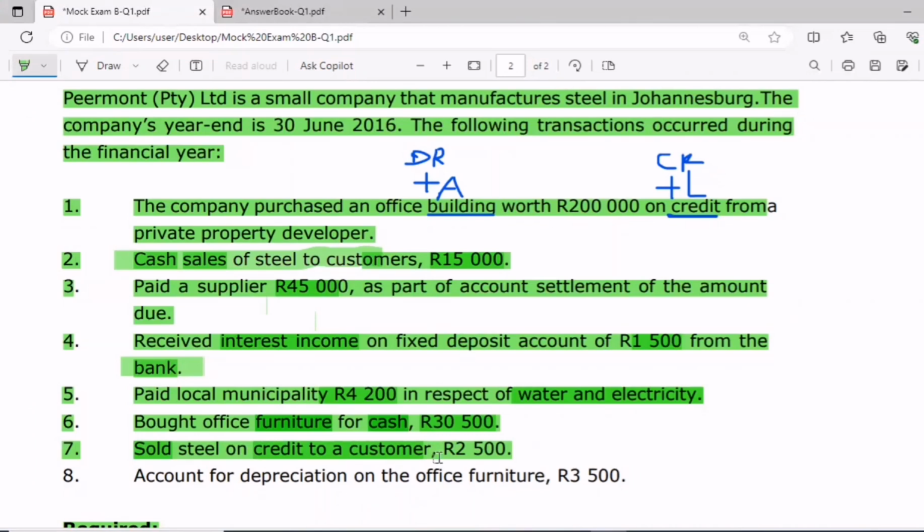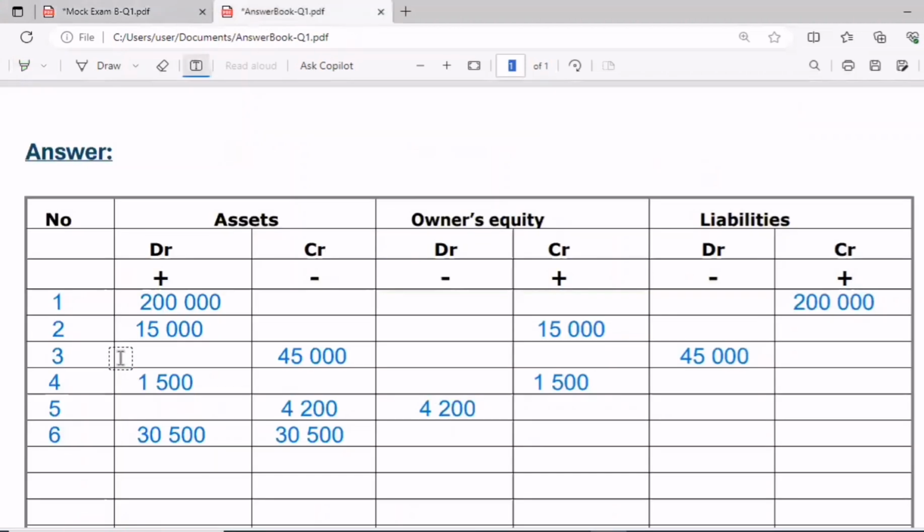So debtors are regarded as assets. So I hope you know that, guys. So how are we going to address this? So now we are having more debtors. So the value of debtors increases. So debtors are our assets. So we're going to show that on the debit side of assets.